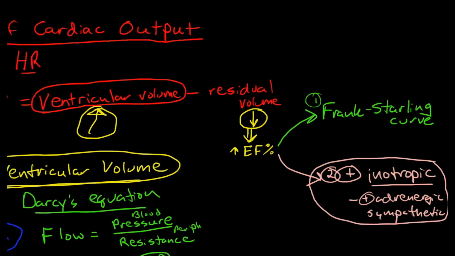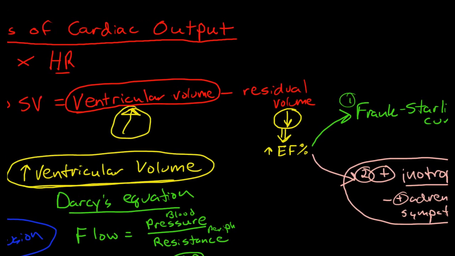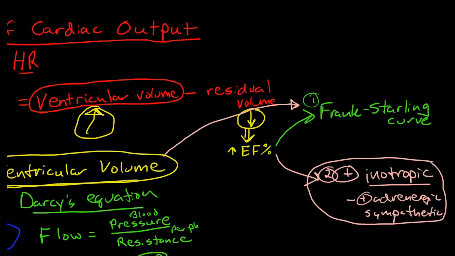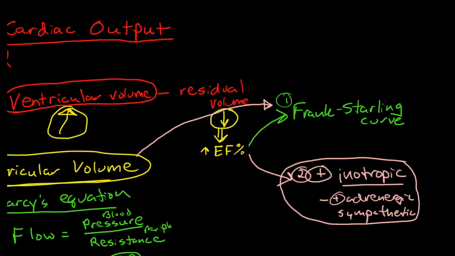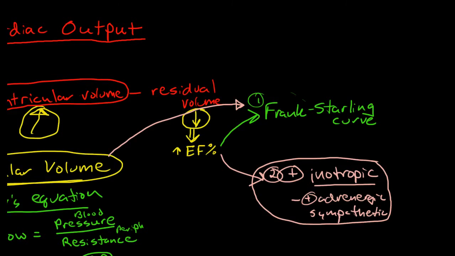Now, this is interesting because it actually is very closely related to ventricular volume. When we have increased ventricular volume, the physiology of our heart is such that the increased ventricular volume itself, up to a point, will actually increase the force of contraction of the ventricle. Okay, so let's talk about the Frank-Starling curve.